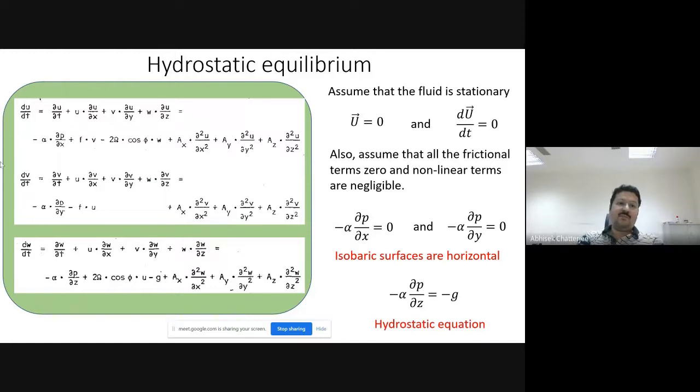So this is our U equation and V equation, and this is our W equation. What we are assuming is that the flow field is zero. So neither it is moving nor it is accelerating. So that means U is zero, it is in a state of rest, and du dt is also zero. That means it is not accelerating. So we use u equals 0 and du dt equals 0.